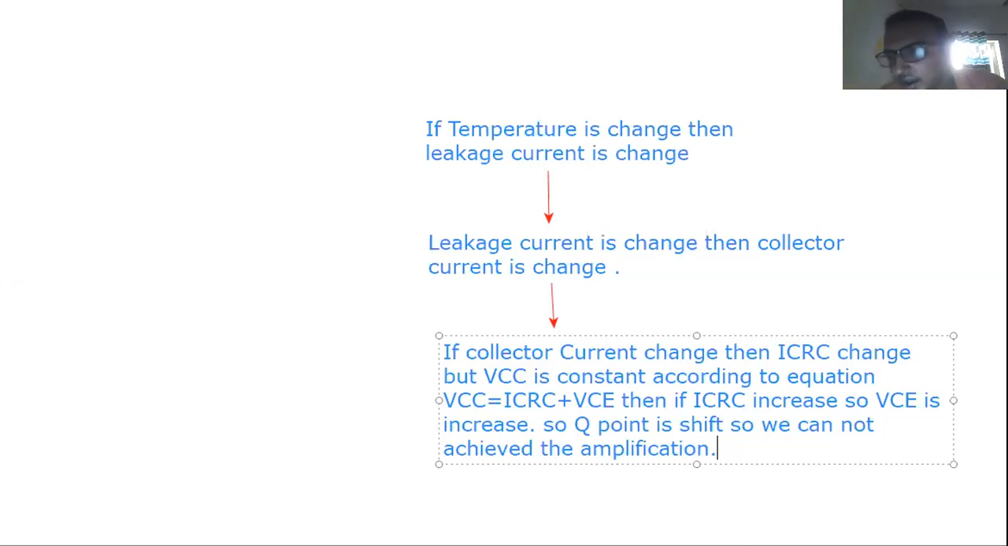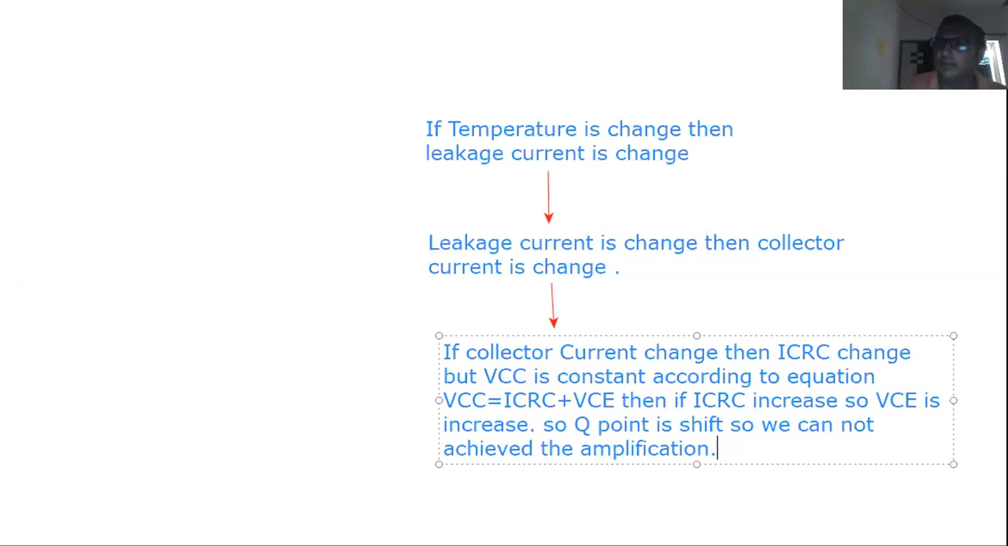Now, due to different temperature change, we are able to control the current. So the Q point does not shift with respect to the DC load line. So at the proper level we can achieve the amplification. Amplification means to increase the amplitude of the input signal without changing frequency.